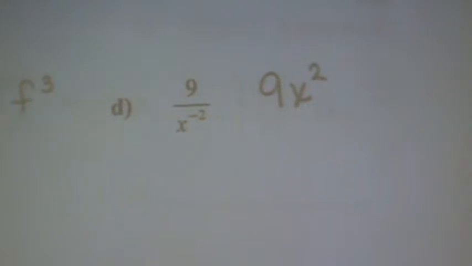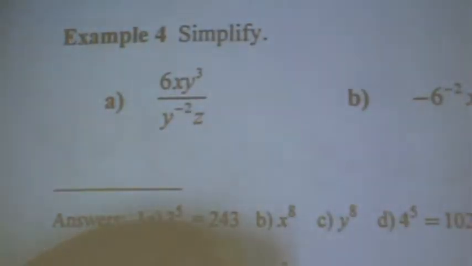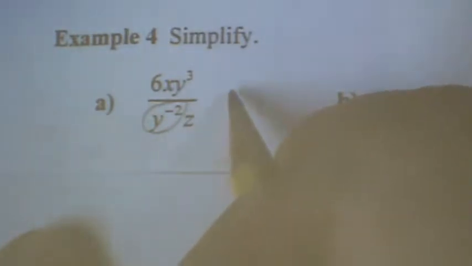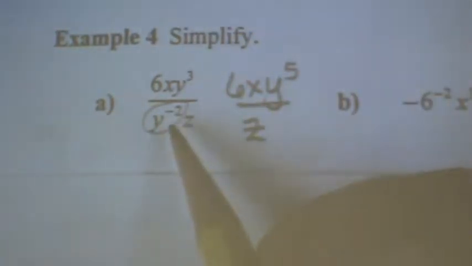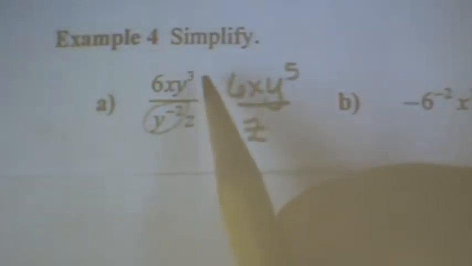Okay, example 4 is still in the 3rd objective. So, we want to simplify this. How do we simplify this? Everybody look at what has a negative exponent. Bring that y up. You're going to bring this up. You get 6xy to the 5th, good job, over z. The y to the negative 2, you're going to make it y to the 2nd power, and 2 and 3 is 5.